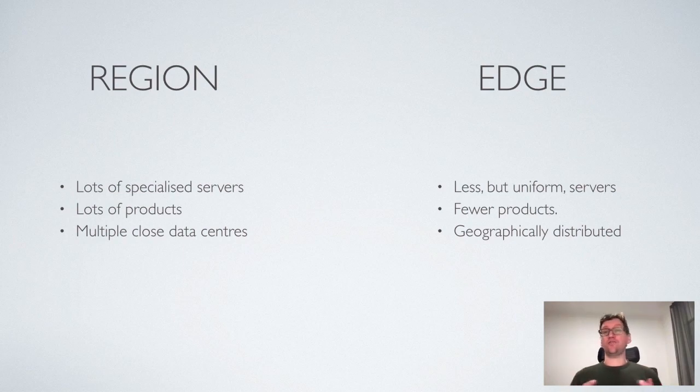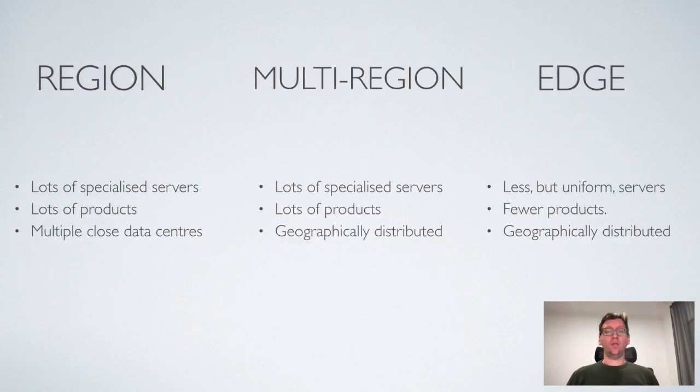Edge, on the other hand, is very different. There's a lot less servers, but they're very uniform. They very much look the same. And that's because there's very few products running on these servers. And they're pretty isolated because you want to geographically distribute them all over the world. And of course, there's region's cousin, the multi-region, which is more regions, which means they're spread out geographically.